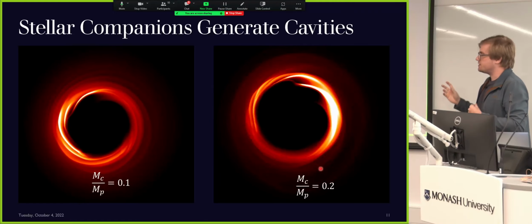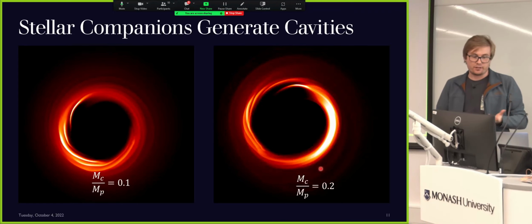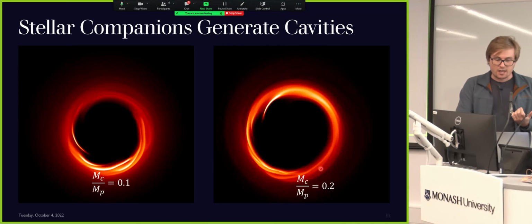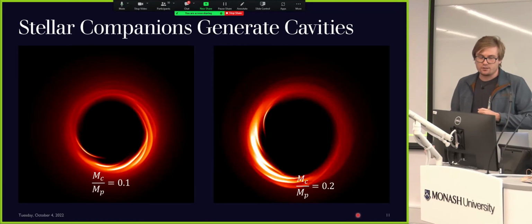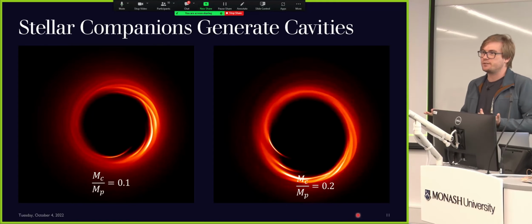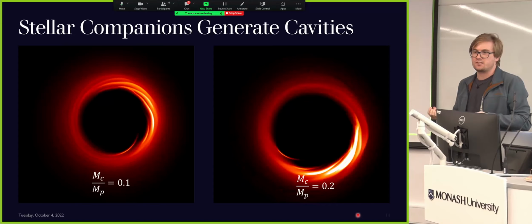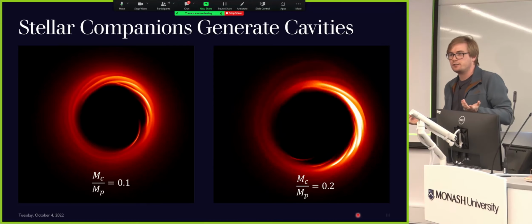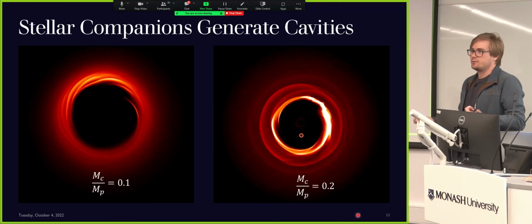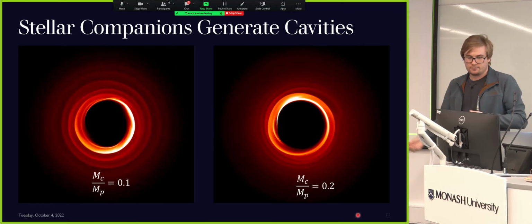You can generate eccentric cavities. You can generate very strong perturbations in the disk, lots of spiral arms. And in the case of the high mass ratios, you can generate this overdense lump that's orbiting around the cavity. So that's also another contender for explaining, for example, the dust horseshoe that I showed earlier. There are multiple ways of generating a similar morphology.